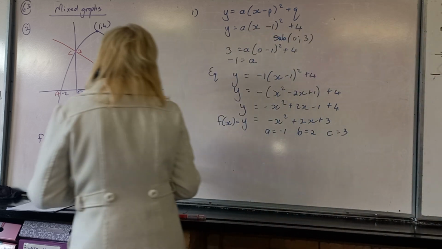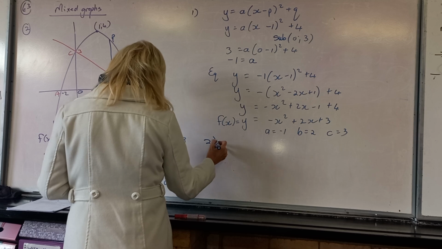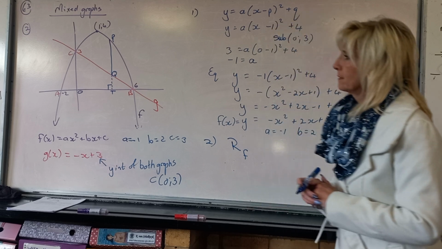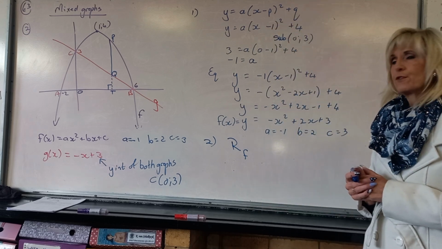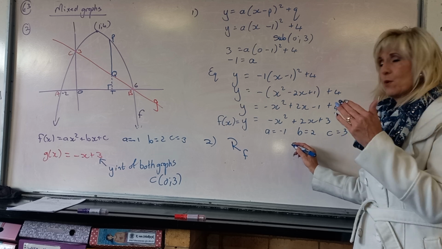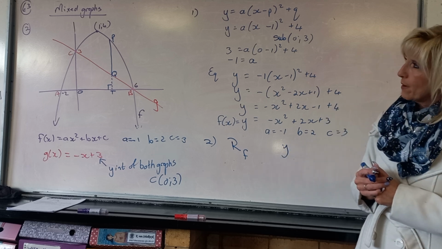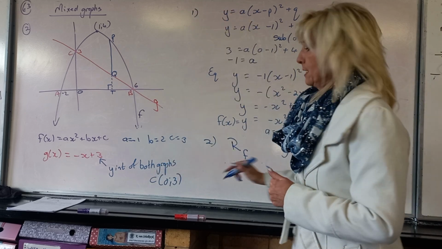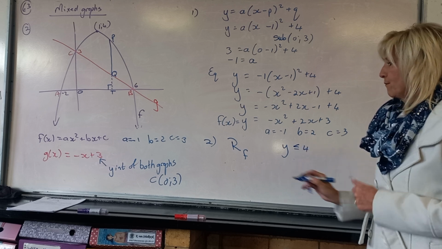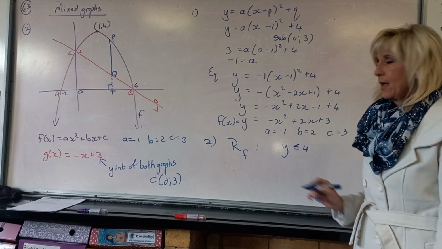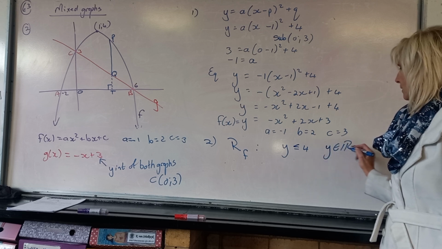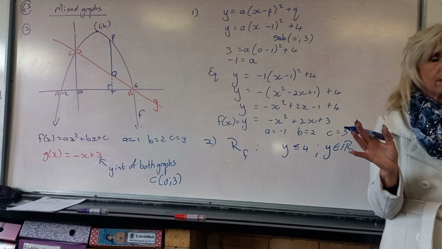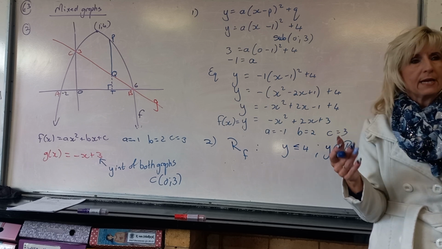Second part of the question asked for the range of f. Now what is f? F is the parabola. If I ask for the range of f, the range of f is always the y values. And the y values that the parabola has used is everything from 4 and smaller. So all the y is smaller or equal to 4. So we write y is less than or equal to 4. Do we have to say it's an element of the real numbers? You don't have to. If it's just y is smaller than or equal to 4, it's fine, because that implies it's real numbers.